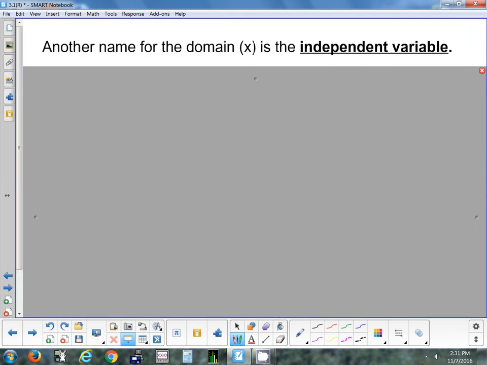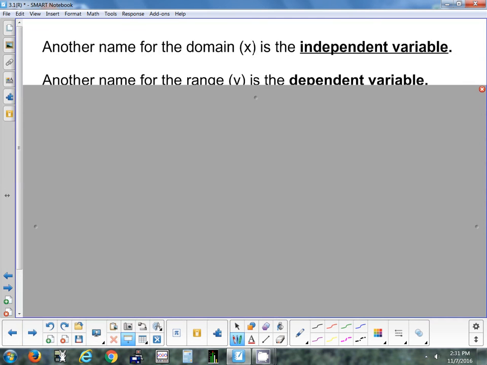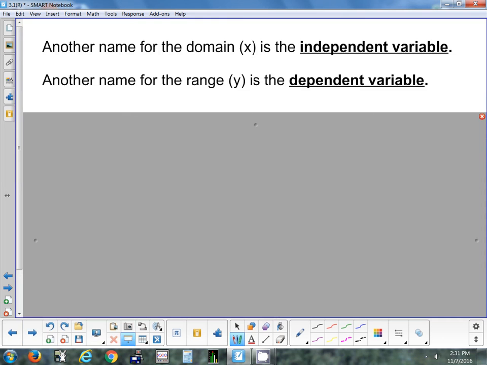Guys, once you're done, if you're done copying the vertical line test, go back to that other sheet. I believe it has 3B on the top. So once you're done copying the vertical line test, go back to the sheet with 3B on the top.